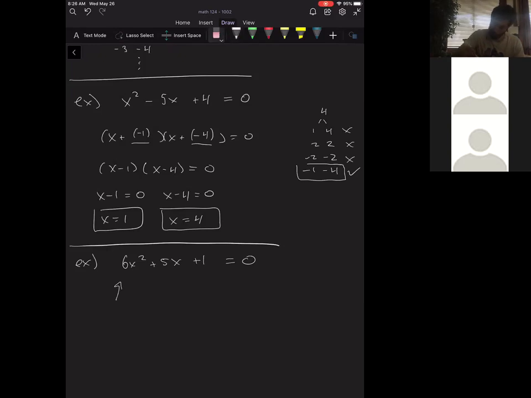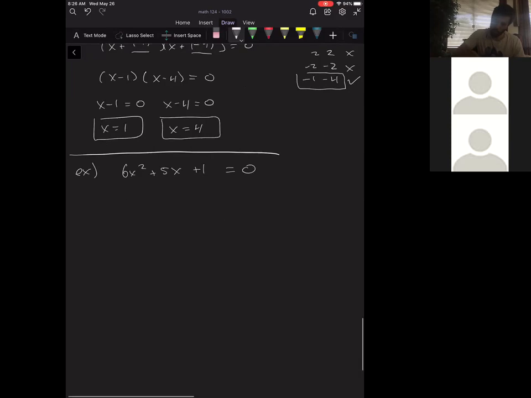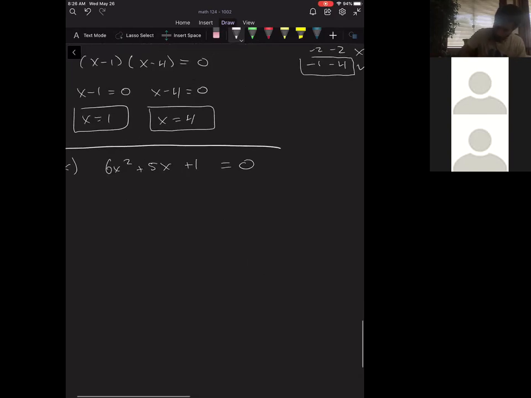So we still want to try to factor first. Always want to factor first before we use the quadratic formula, but we're going to have to use a little bit different of a method for factoring. So when we want to factor this left-hand side, we want to do something called the AC method.